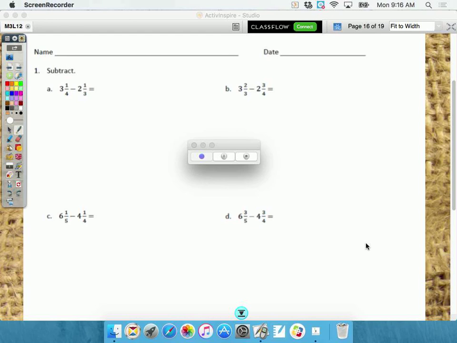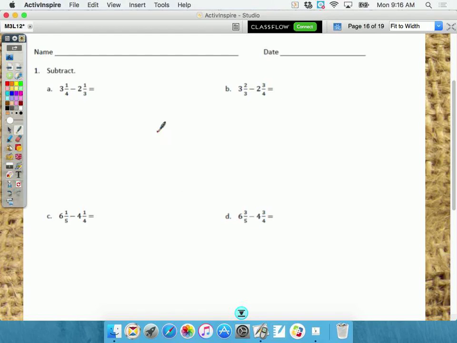When you're subtracting mixed numbers, there's a couple strategies that we've been practicing, and we're going to go over those again today. The first strategy is pretty simple. It's just turning the mixed number into an improper fraction, and you're getting pretty good at that. So let's rewrite A. And by the way, we are not doing any number lines today. We are just practicing this strategy.